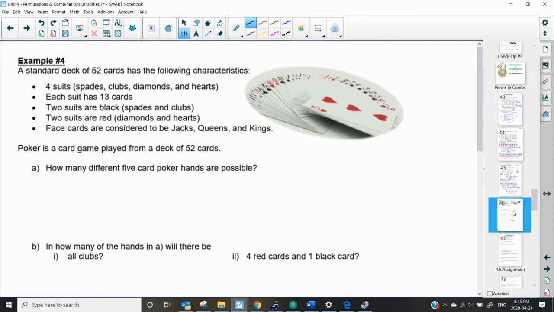So the last example relates to cards, and no, we're not playing poker today, but we are going to talk about a little bit of poker. But before we get into talking about how we're going to use cards and combinations, we need to do a little bit of backtracking and review cards in general. Now, I find these questions are more challenging because they involve cards than because they involve combinations.